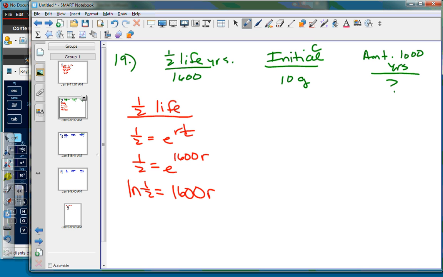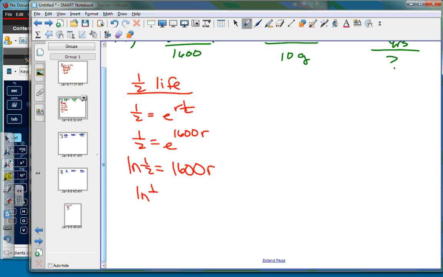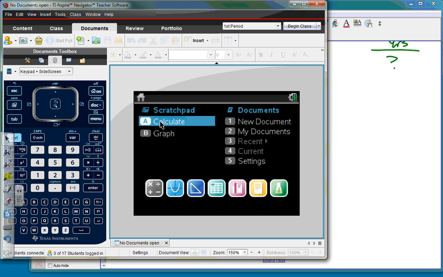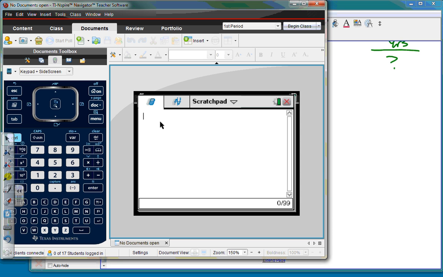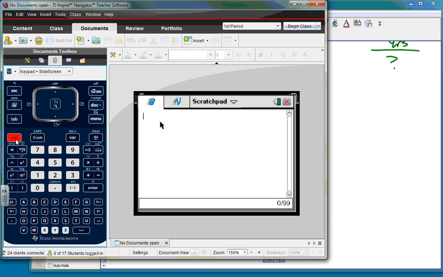And when I take the natural log of both sides, the natural log of my e cancels out, and that's why I have 1,600r. Now how do I find my rate? The natural log of 1/2 divided by 1,600 is equal to my rate. So I come over here. I want a calculator page. I'm going to take the natural log of 0.5 and divide it by 1,600. That is my rate at which this isotope is decomposing.